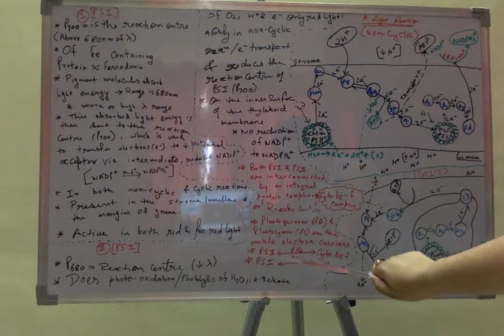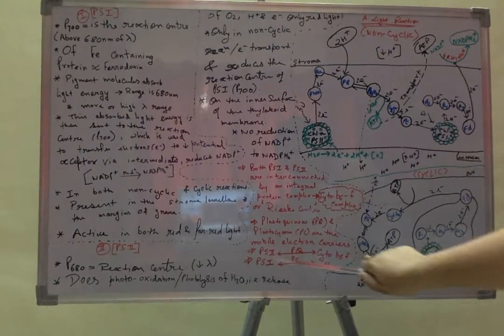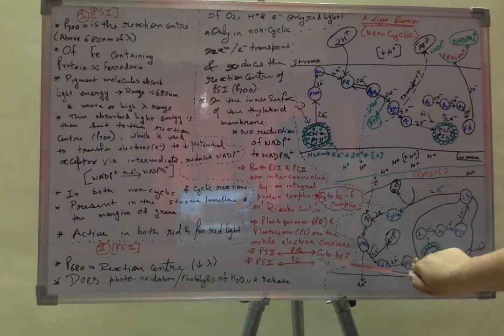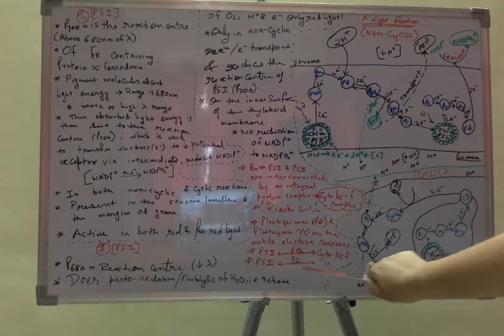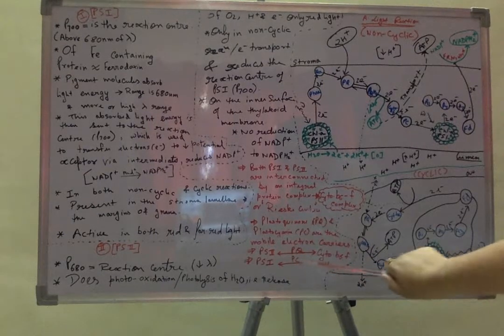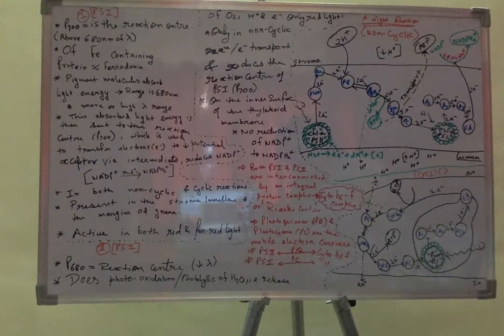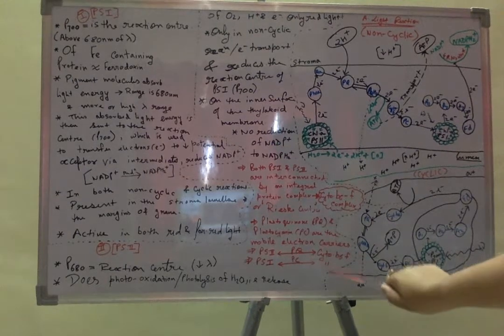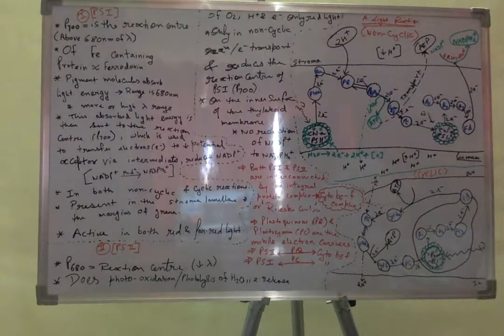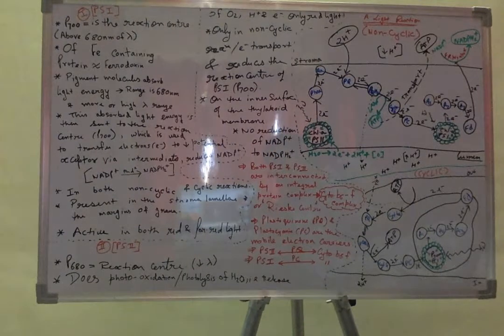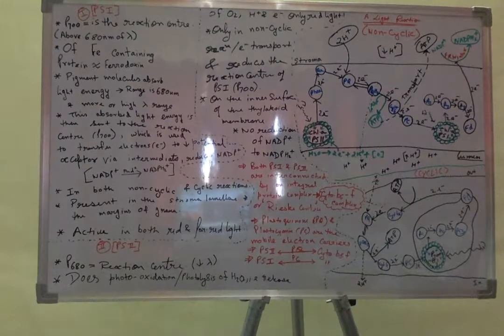The next few points are: PS2 is interconnected with cytochrome b6f with the help of plastoquinone, and PS1 is interconnected with cytochrome b6f with the help of PC or plastocyanin. So PQ or plastoquinone is known to interconnect PS2 and cytochrome b6f, whereas plastocyanin or PC is known to connect PS1 and cytochrome b6f.